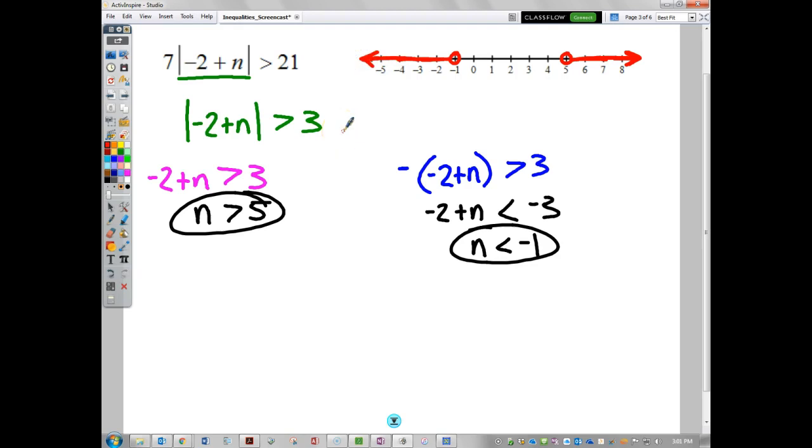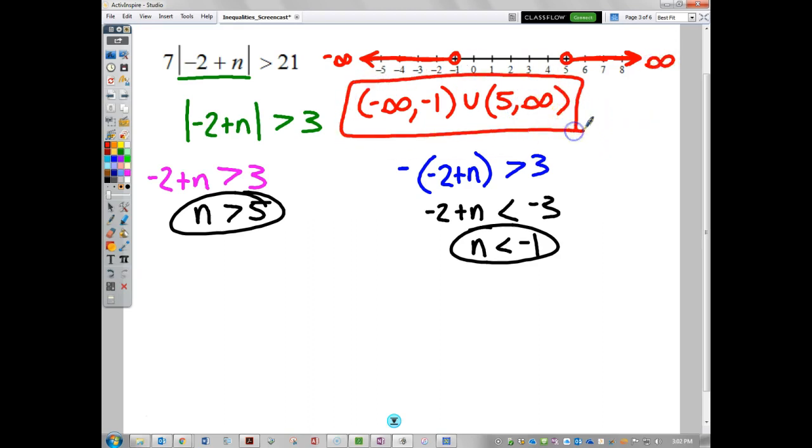So we have 2 solution sets. Let's write them in interval notation. The first one stretches from negative infinity to negative 1 exclusive. We skip over no man's land by writing a union symbol. It picks back up at 5 exclusive and goes all the way to infinity. So there's the solution set in interval notation and the graph.